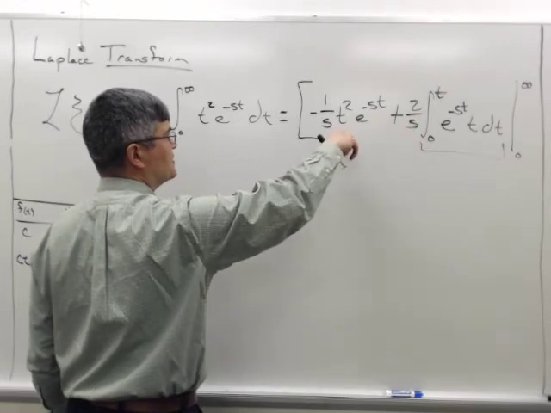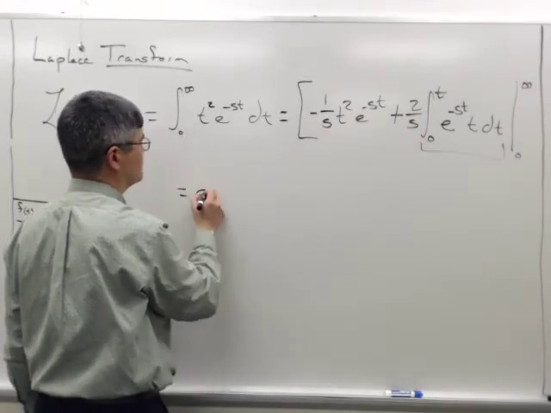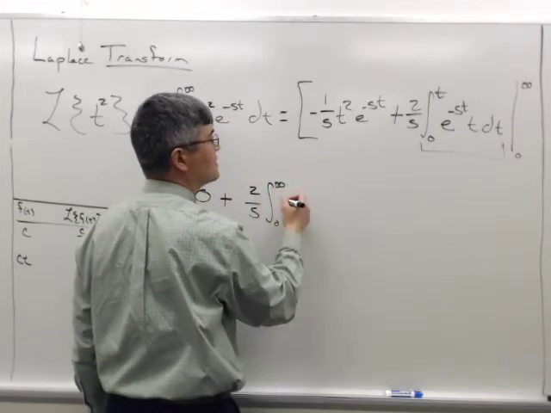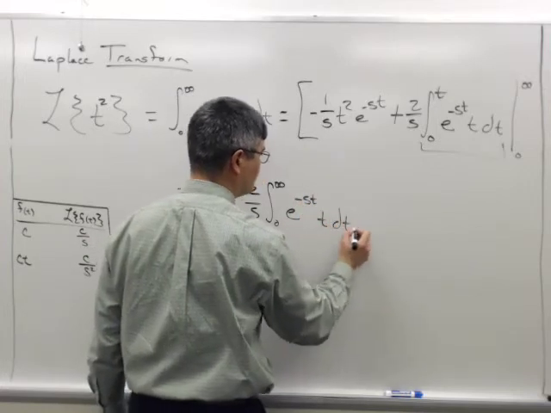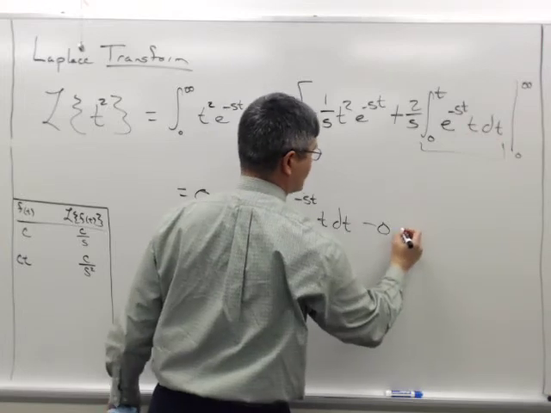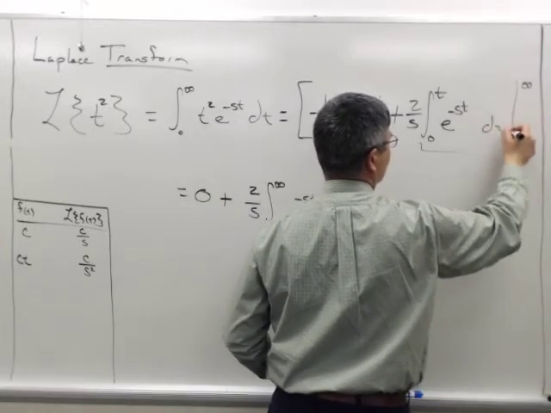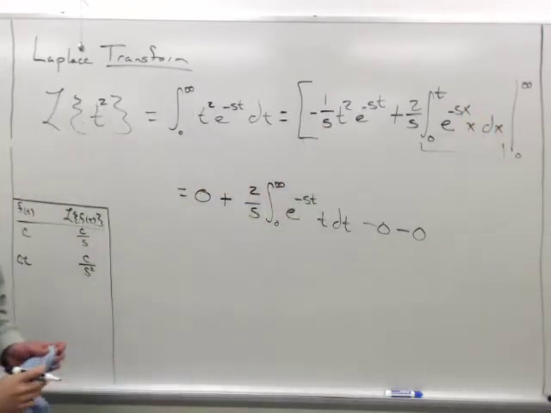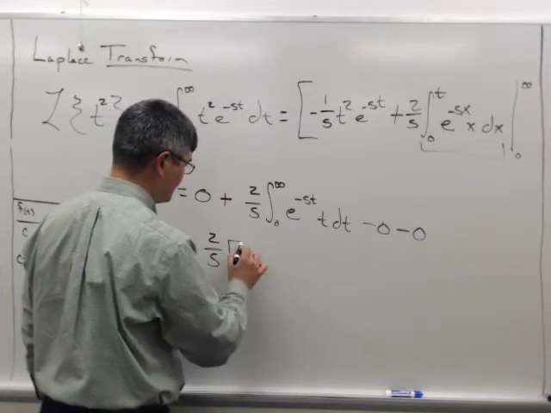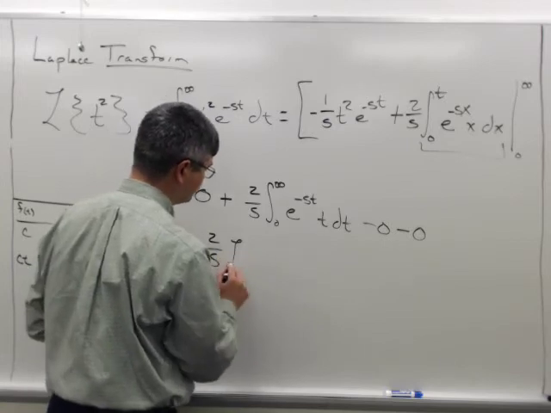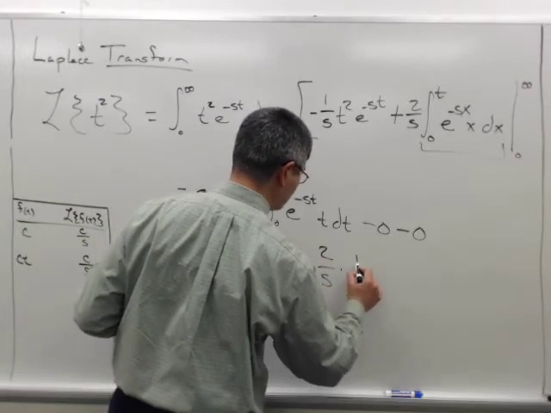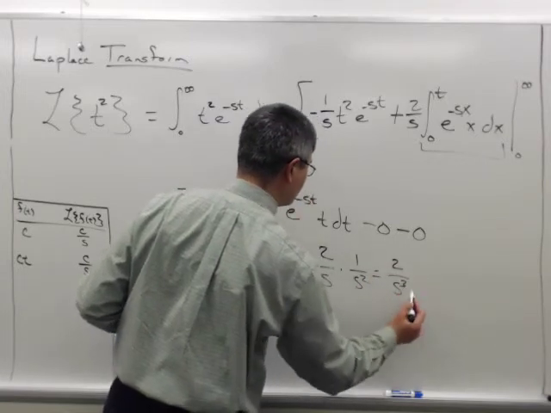But let's go through the motions here, and we'll let t go to infinity. This thing goes to 0. This thing goes to 2 over s, integral 0 to infinity, e to the minus st times t dt. When I put in 0 here, this whole thing is 0. Sorry, these are all x's. All right, and then what is this? This is 2 over s times the Laplace transform of t. What is that? That's 2 over s times 1 over s squared. So this is 2 over s cubed.